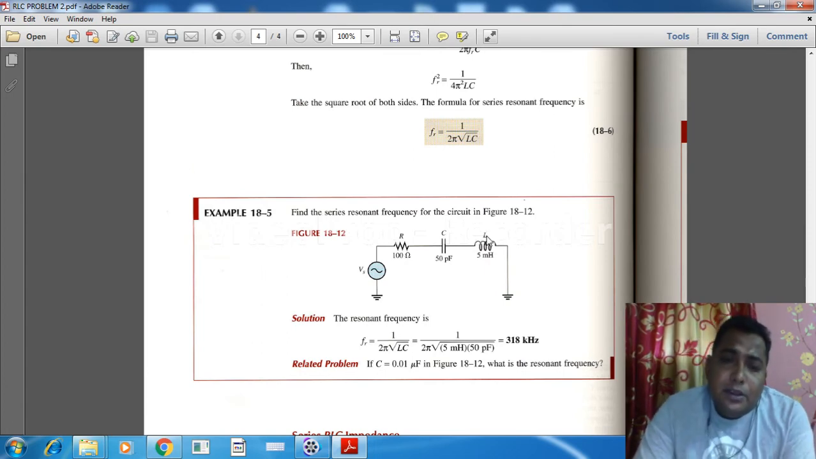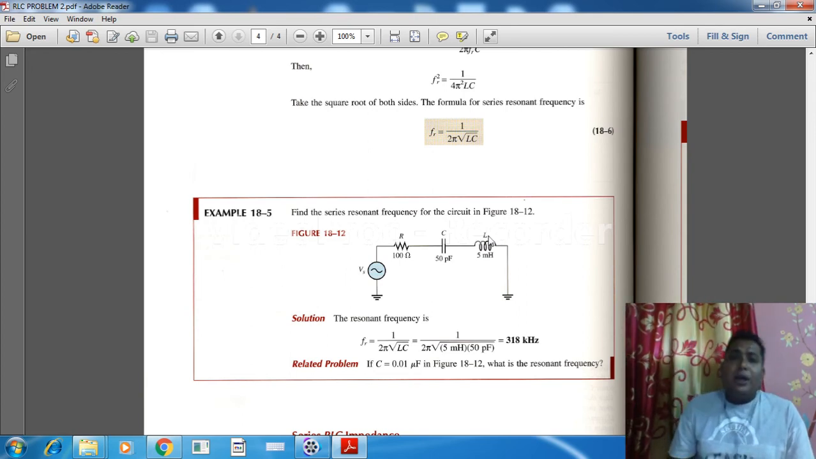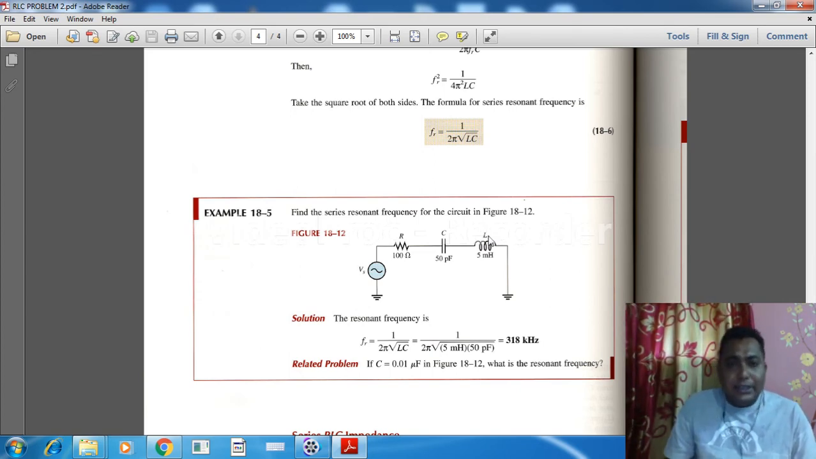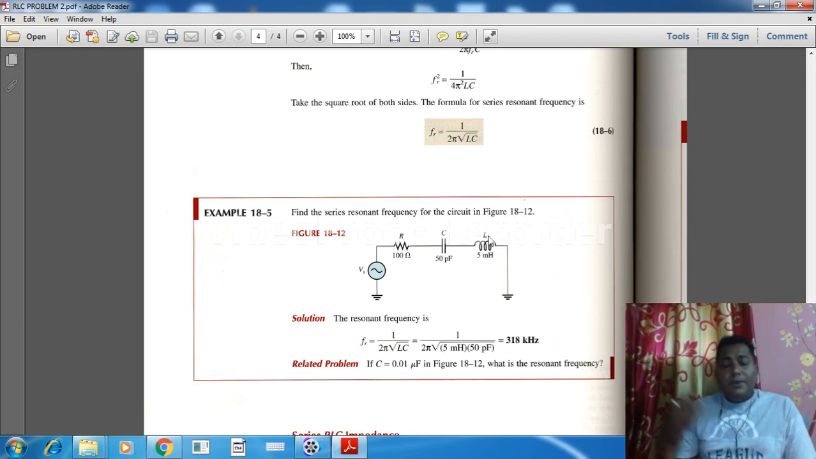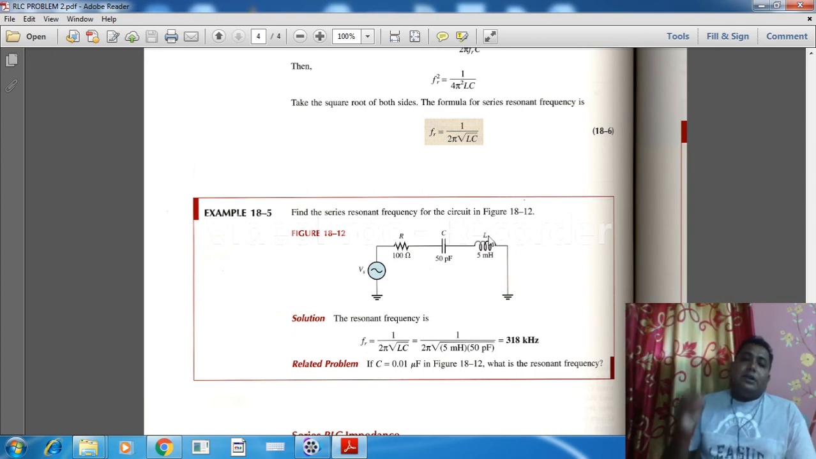So it is told that we have to find out the resonating frequency. How can we find it out? We know the formula. What is the formula? Fr is equal to 1 by 2 pi under root LC. We know the L value and C value, so we will just put the values and we can find out the result. But there is a little thing I should tell you to remember: the capacitance value and the inductance value are in picofarad and millihenry.